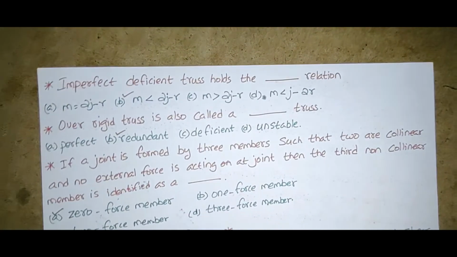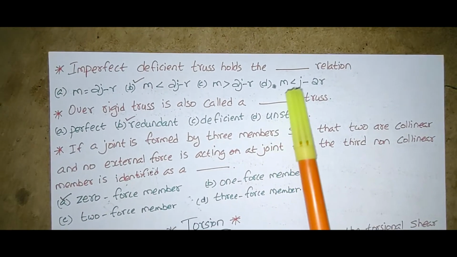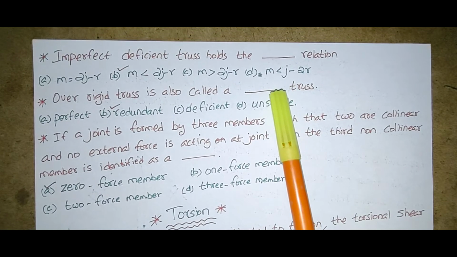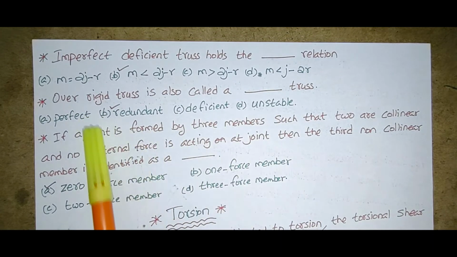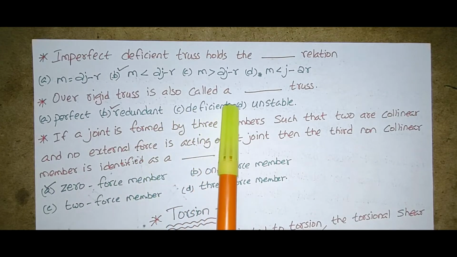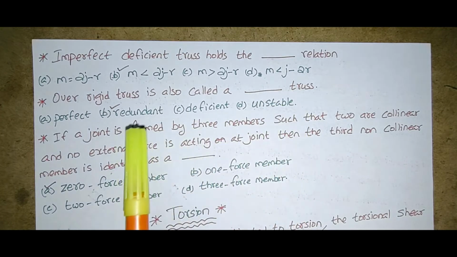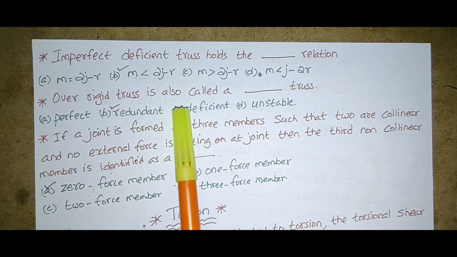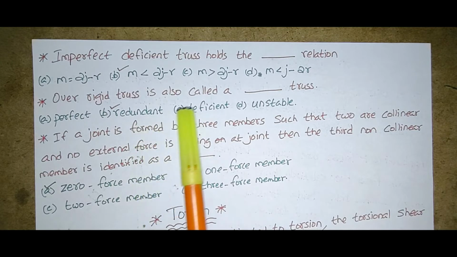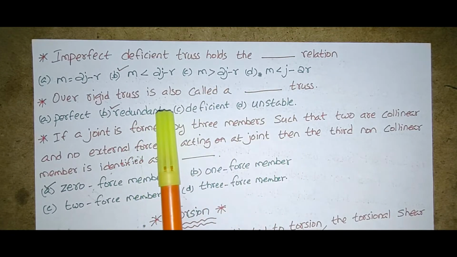Okay, now we will continue. Imperfect deficient truss holds the relation. Now we'll see the options. First is m is equal to 2j minus r. Second is m is less than 2j minus r. Third is m is greater than 2j minus r. Four is m is less than j minus 2r. So the correct answer is m is less than 2j minus r. So imperfect deficient truss holds the relation, that is m is less than 2j minus r.